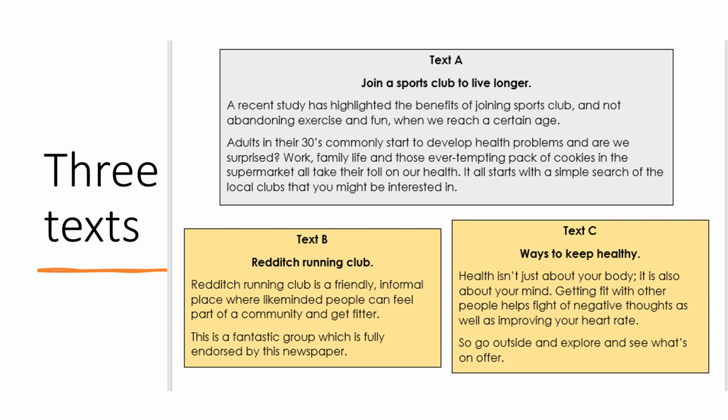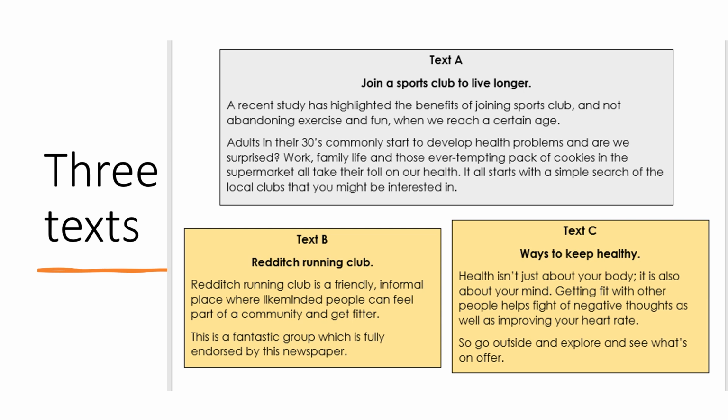So they might all be about sports clubs, but this one is directly related to sports clubs and how they live longer. So immediately you should be having that in the back of your mind, so that when you do get a question that's related to it, you should be able to easily find that information there. Okay, text B, Redditch Running Club. Redditch Running Club is a friendly, informal place where like-minded people can feel part of a community and get fitter. This is a fantastic group which is fully endorsed by this newspaper.